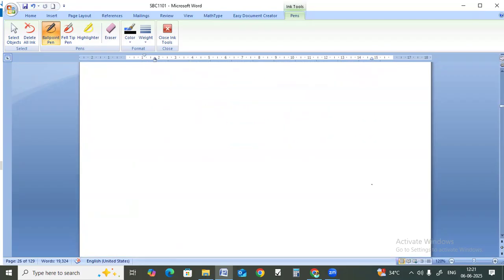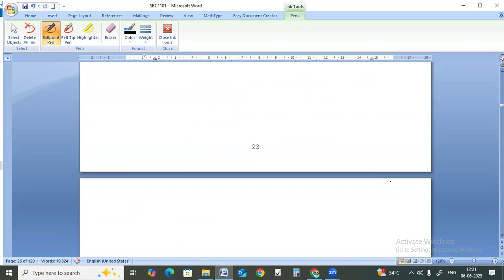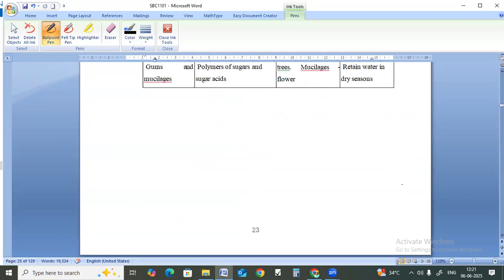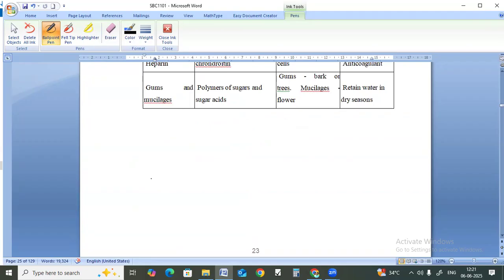Okay, and this is all about the polysaccharides and disaccharides. We have to frame a table with the main units that are present in the structure, the main bonds and their function. And like this, you have to frame a table for disaccharides and polysaccharides.